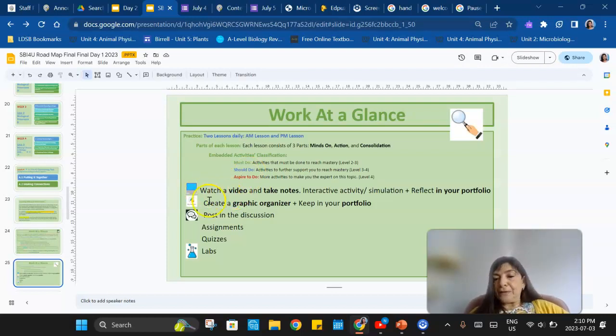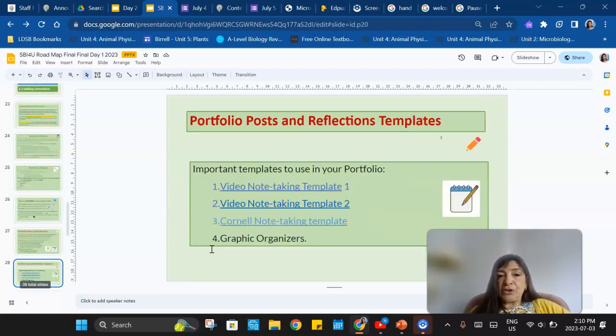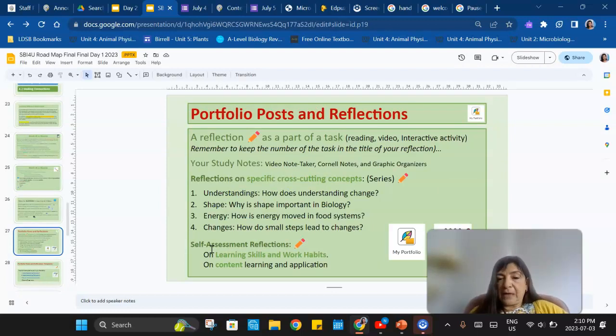And the different activities are, as we said, watching a video and taking notes, or creating a graphic organizer, for example, or answering a question and keeping it in your portfolio. If you find this symbol, it's the portfolio symbol. If you find this symbol, it's the discussion symbol. There are also assignments, quizzes, and labs. At the end, there are descriptions for each type of the assignments or tasks that will be given.